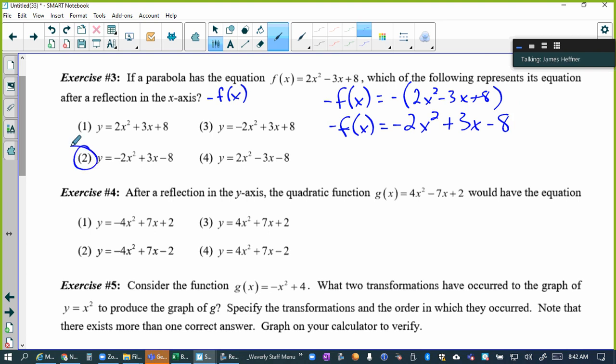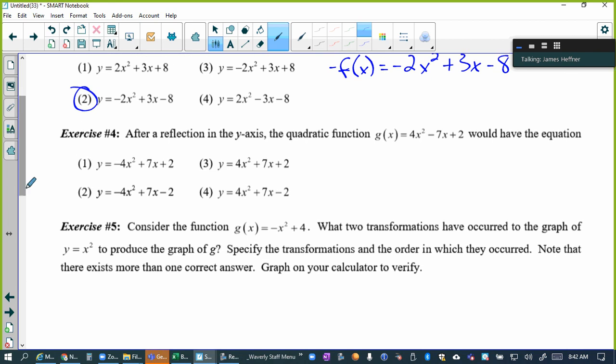Now the next one is a reflection in what axis? The y-axis. So we're going to do g of negative x. I want you guys to take a second and go through that. Plug in every x with a negative in parentheses and then simplify it. Let's see what you come up with. I'll give you a moment.